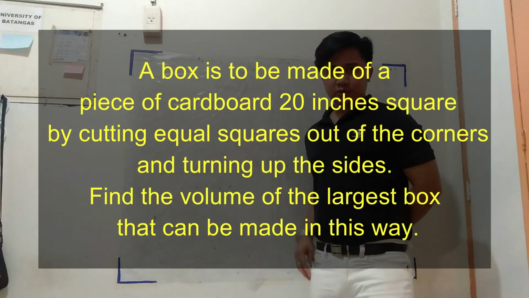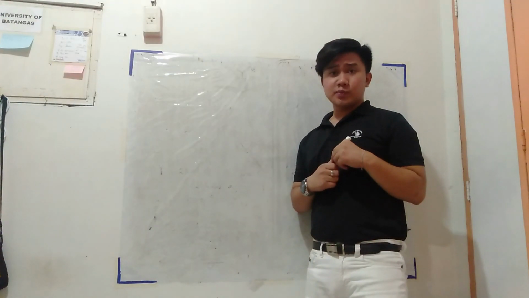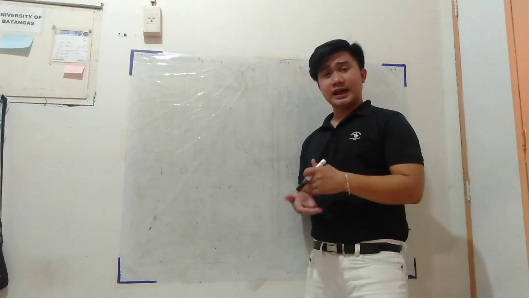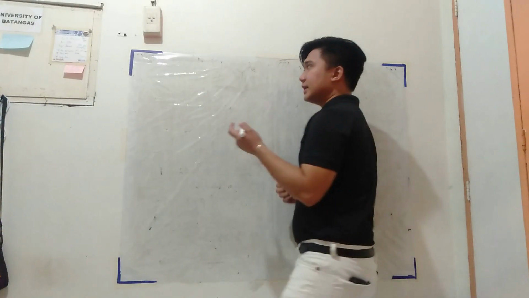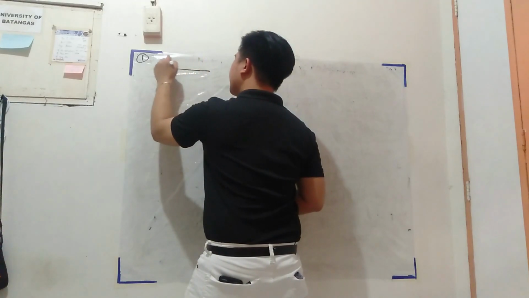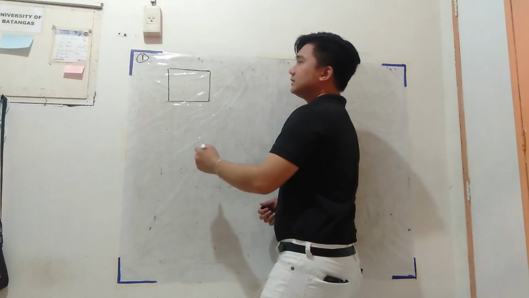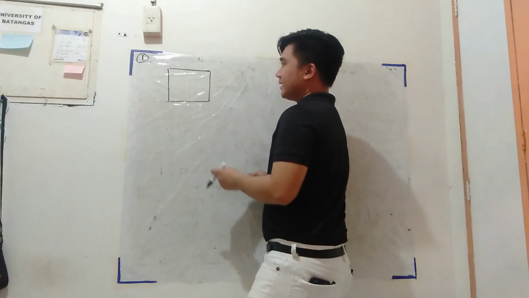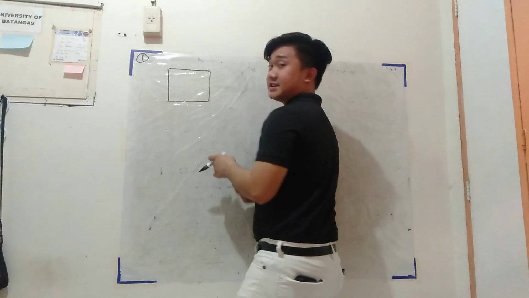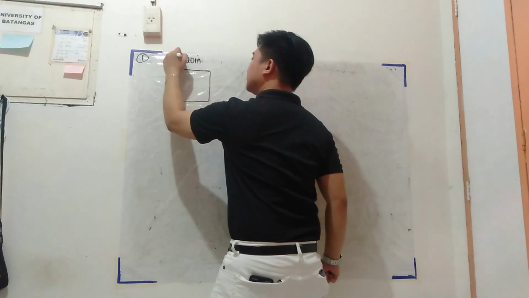So, kung naalala nyo nung elementary days nyo, bumubuo tayo ng box kapag nagtutupi-tupi or nagfo-fold tayo ng paper. Ganun yung gagawin natin sa problem number 1. Meron daw tayong papel, meron daw tayong cardboard na ang dimension ay 20 inches each side. So, 20 inch po ito.